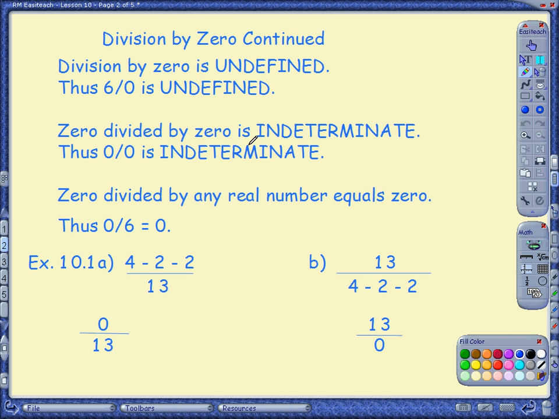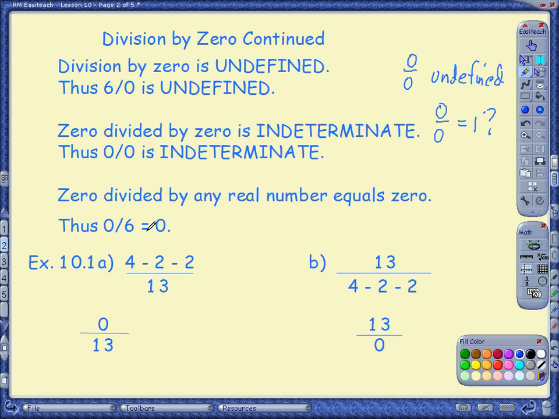0 divided by 0 is called indeterminate. Thus, 0 divided by 0 is indeterminate. Indeterminate means we can't tell. It might be undefined because we already showed that we can't divide by 0. But again, anything over itself usually equals 1. Does it equal 1? We don't know.